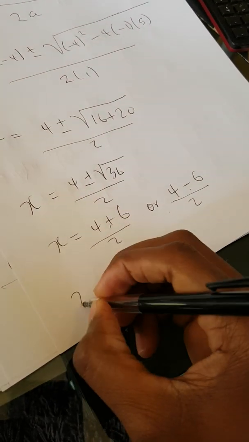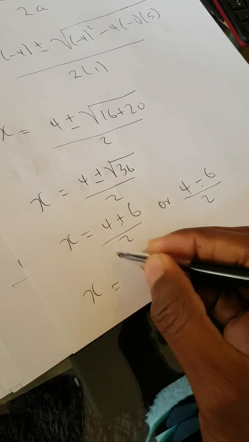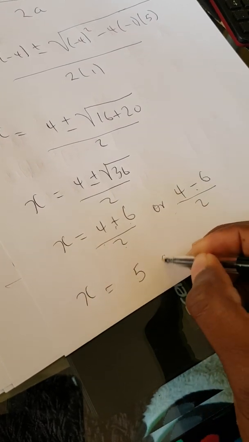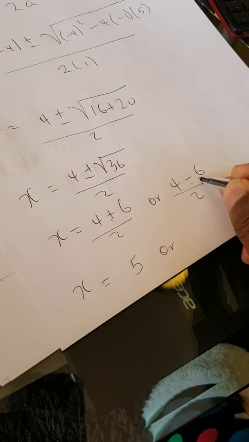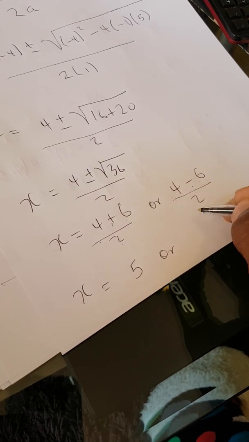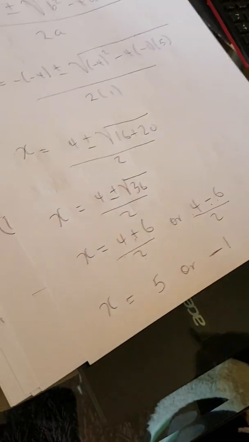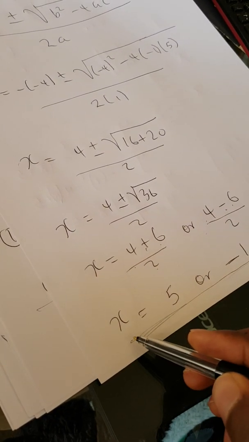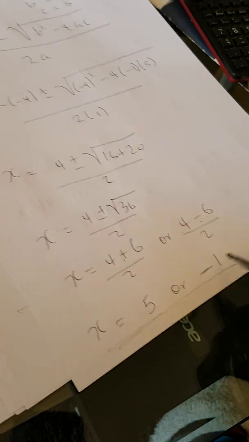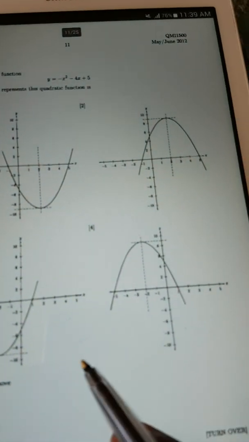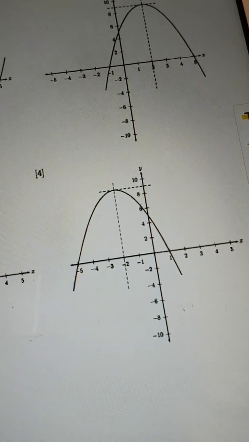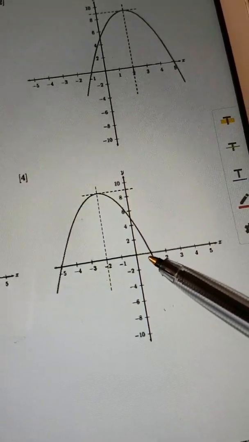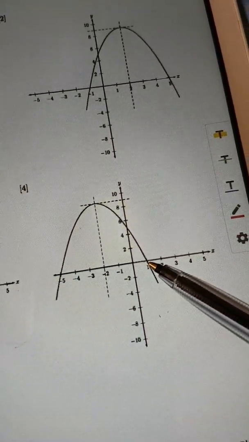And then x will be equal to 4 plus 6, which is 10. 10 divided by 2 is 5. So x is equal to 5, or 4 minus 6 is -2. -2 divided by 2 is -1. So it means the x-intercepts will be found where x is what? Where x is 5 or -1. So let's see in graph number 4, the x-intercepts, you see where the graph is intercepting x is 1 here.